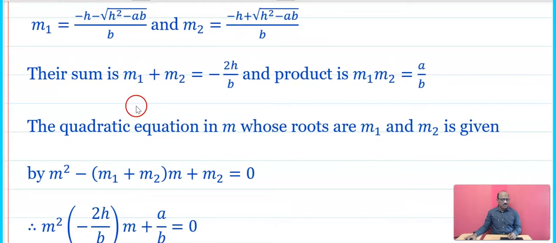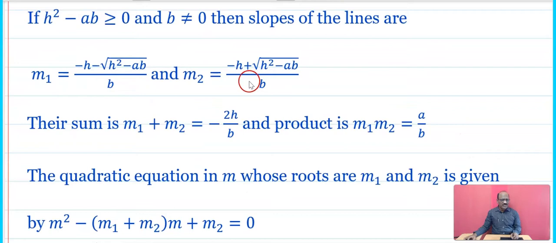Sum of their slopes, m1 plus m2. If we add these two equations, the minus and plus will get cancelled, and you will get minus h and minus h, that is minus 2h upon b. Their product, m1 into m2: you will get minus h minus root of h squared minus ab, times minus h plus root of h squared minus ab. Then you will get h squared minus, in bracket, h squared minus ab.